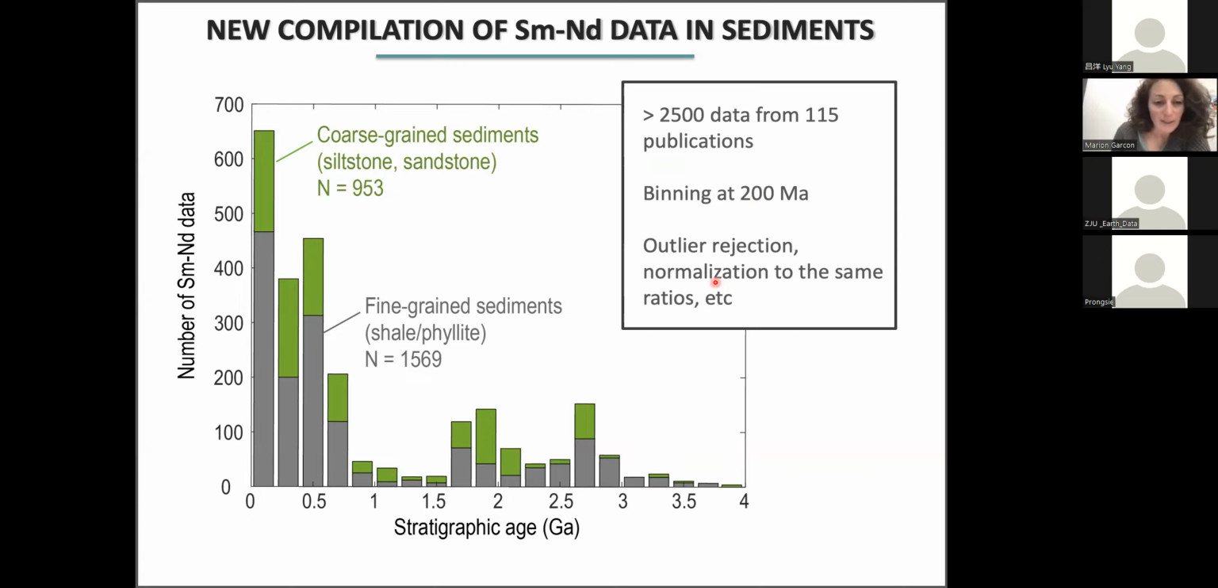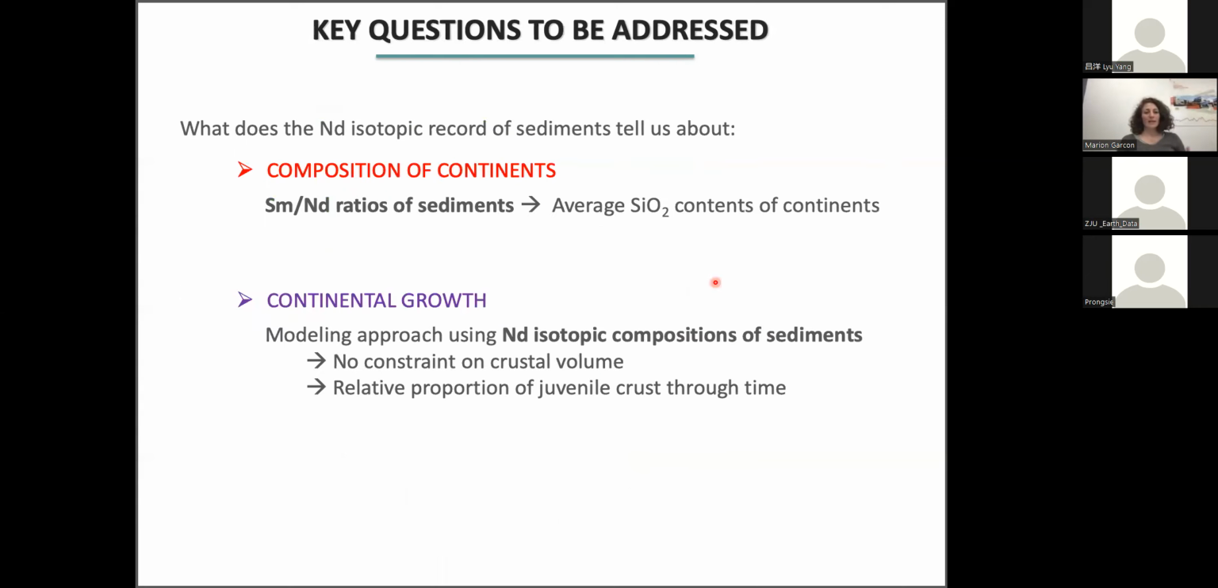So with this database, I decided to explore two things. First, the composition of the continents. What do these sedimentary records tell us about the composition of the continents over time? I'll show you that we can use the samarium-neodymium ratio of the sediments to estimate the average silica content of the continents through time.